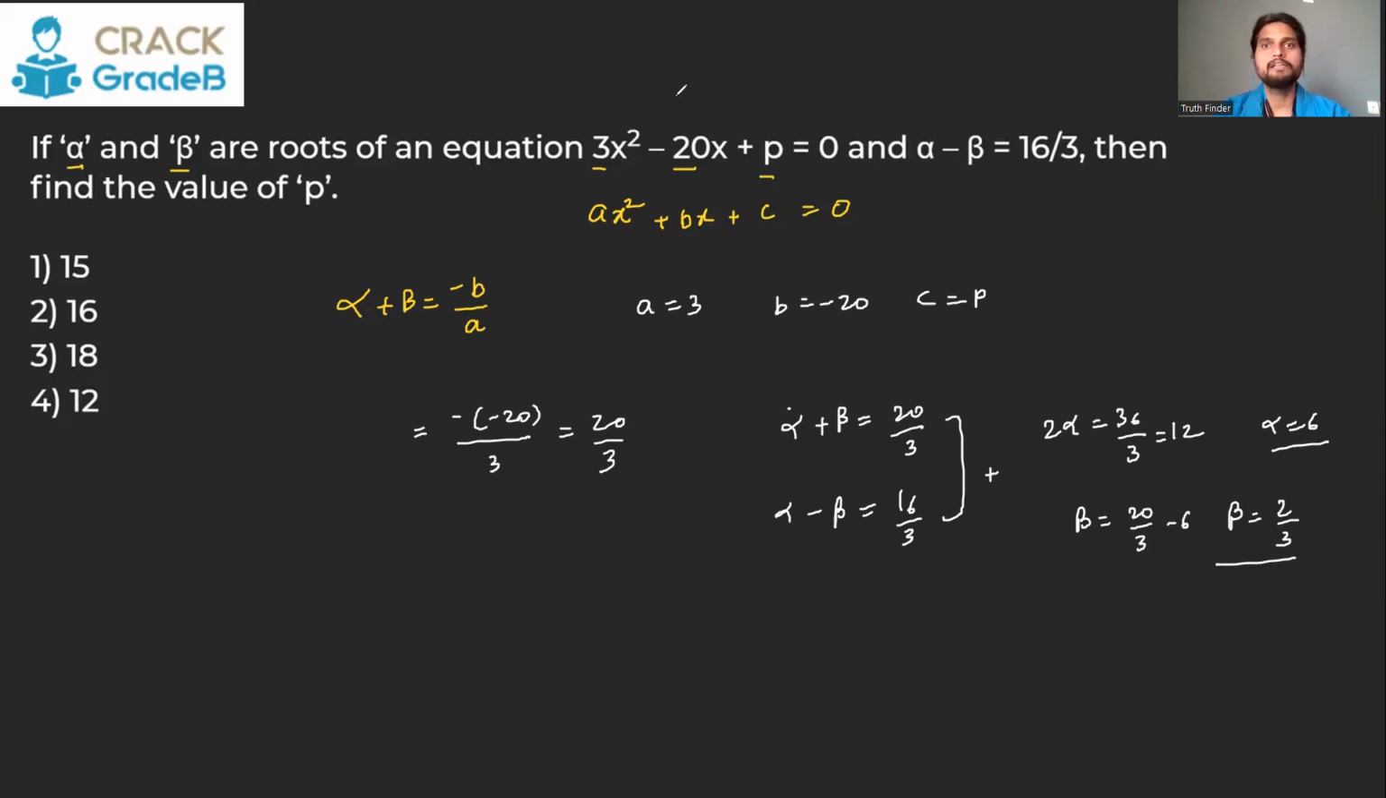They are asking what is the value of p. So p you can calculate by the product of roots. You know the product of roots is alpha into beta. This is the product of roots, c upon a. That is p upon 3. And that should be equal to the product of roots alpha into beta, 6 into 2 by 3. That is 4. So p becomes 4 into 3, that is 12. So the value of p becomes 12.